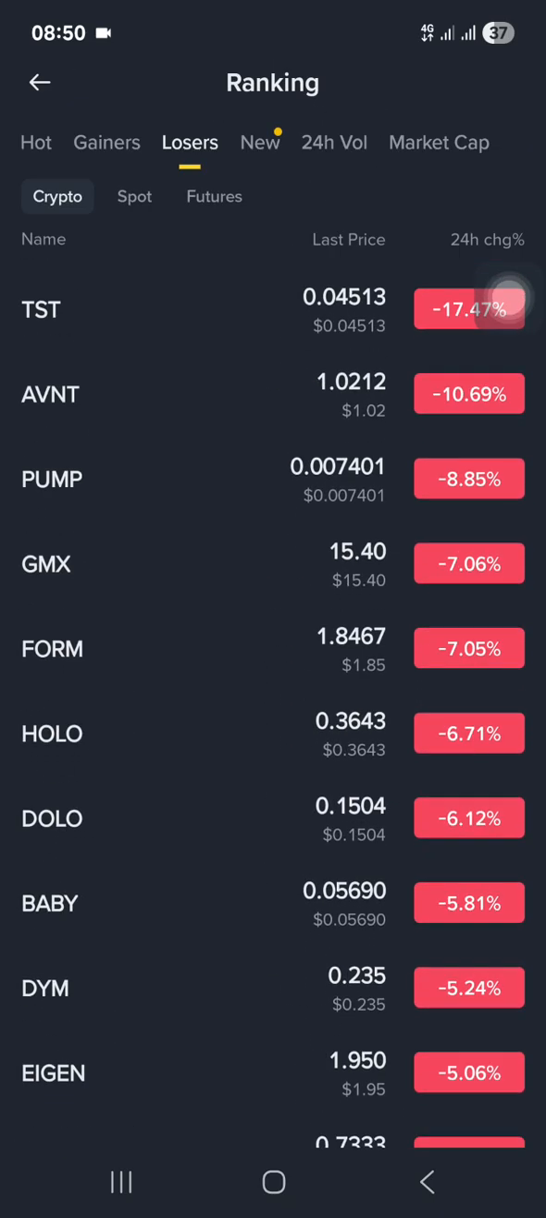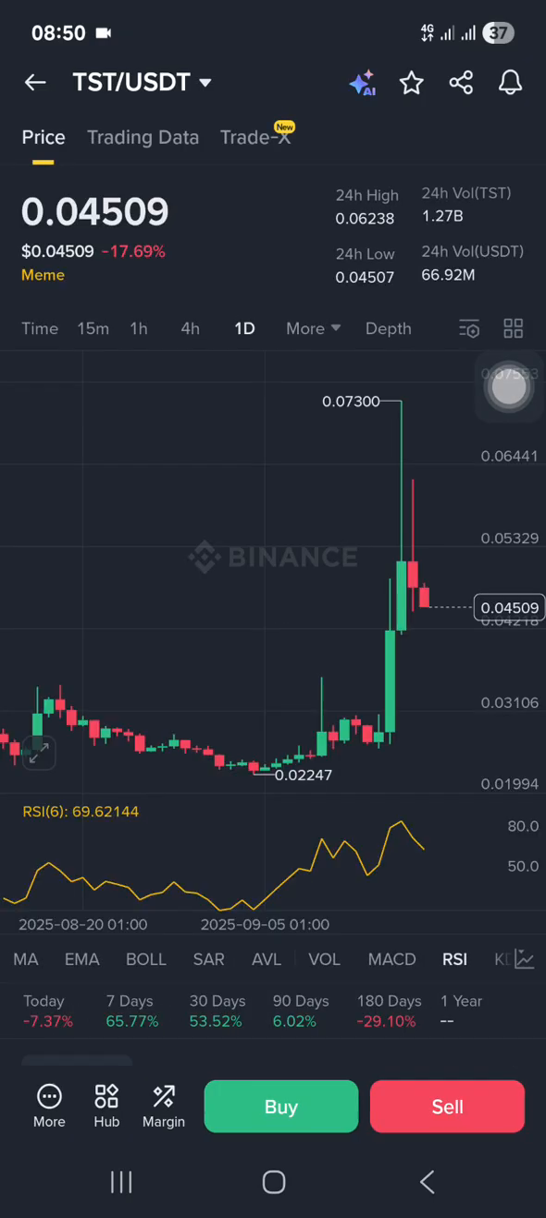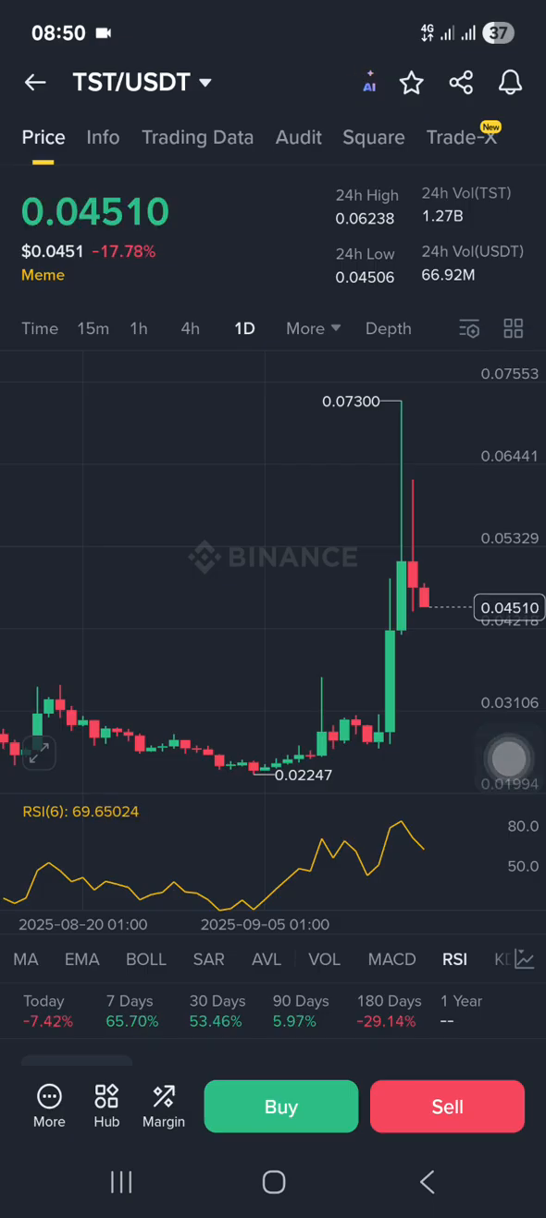So which one should we take? Let's just take TST, for instance. Once you click on TST, look right up here. You'll see AI. This AI is going to give you an insight, details about this asset, what you can do, either to long or short. But one thing you should know is that it's not going to tell you precisely your entry, your stop loss, your take profits. No, it's just going to be an insight.